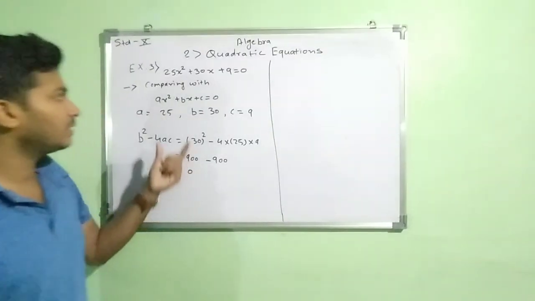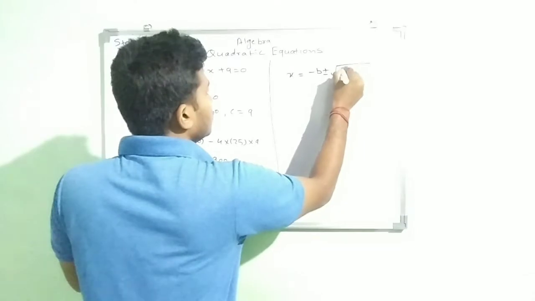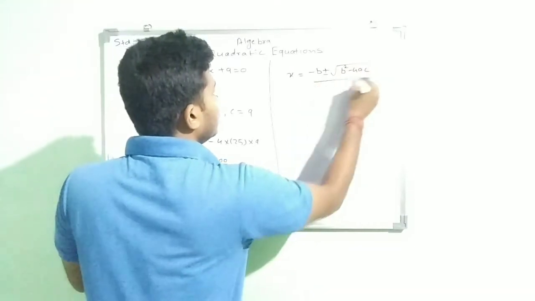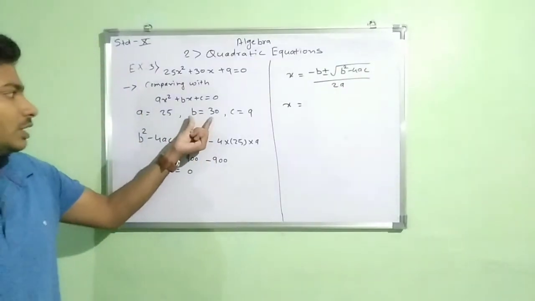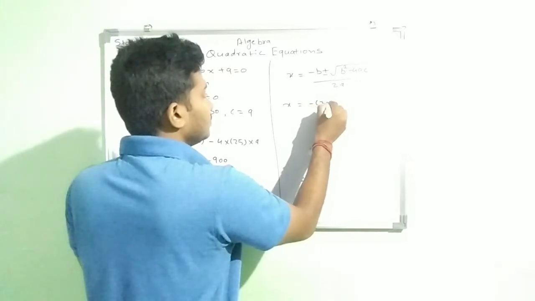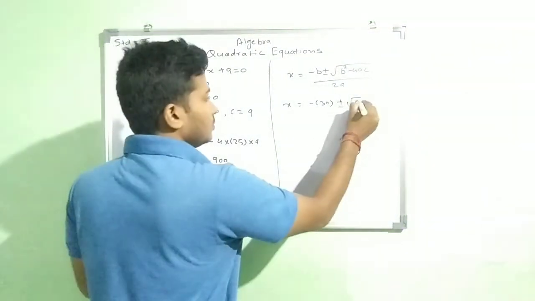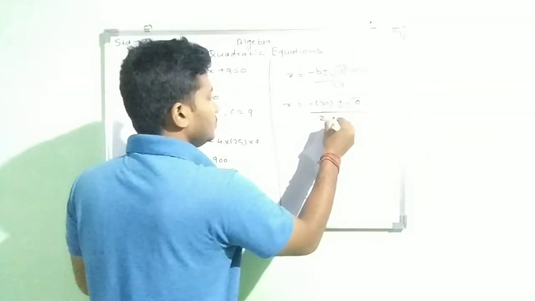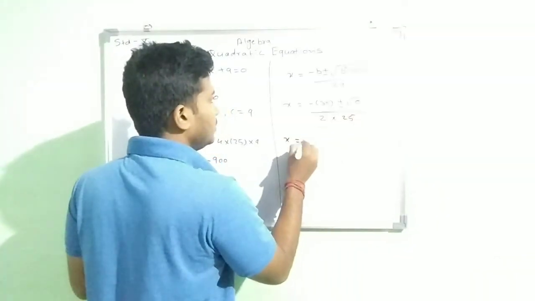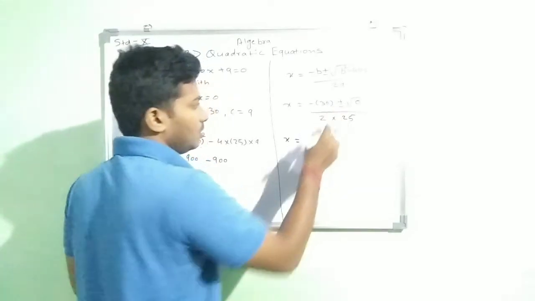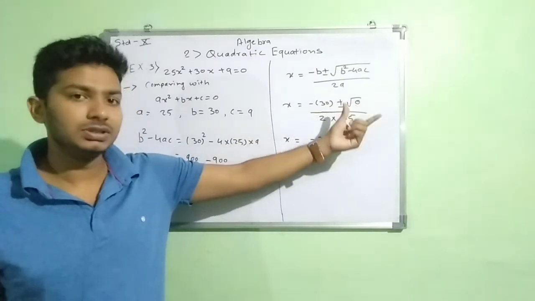So we will use that value in our formula. Our formula is x is equal to minus b plus or minus under root b square minus 4ac divided by 2a. So x will be equal to, now we have to substitute the values. The value of b is 30, plus or minus, look here, square root of 0 upon 2 multiplication a, the value of a is 25. So x will be equal to minus 30 because square root of 0 will be 0 only.